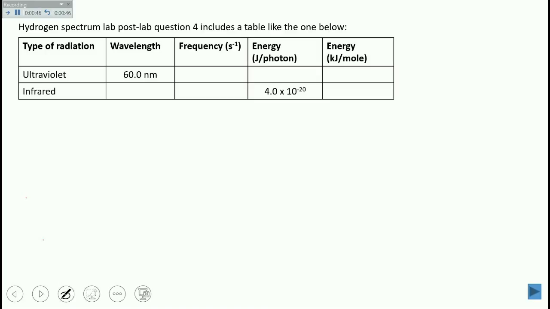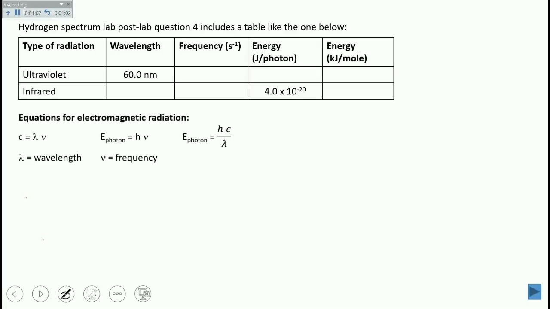So what we'll need is a set of equations that links wavelength, frequency, and energy of a photon. And then to get energy of a mole of photons, you would simply multiply the energy of the photon times Avogadro's constant. So let's look first at our equations.